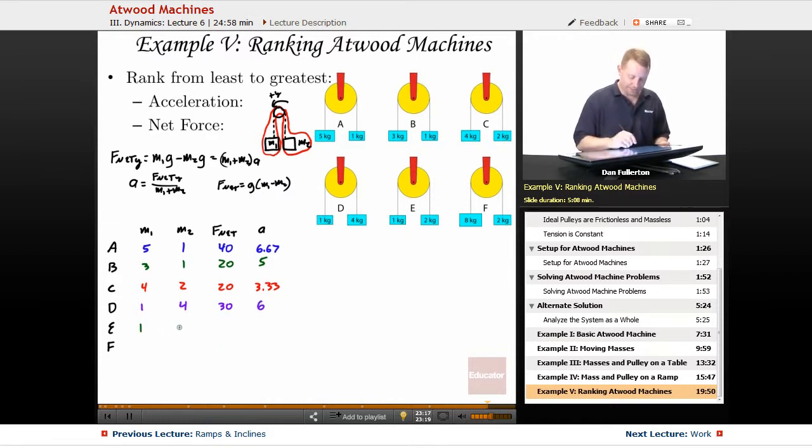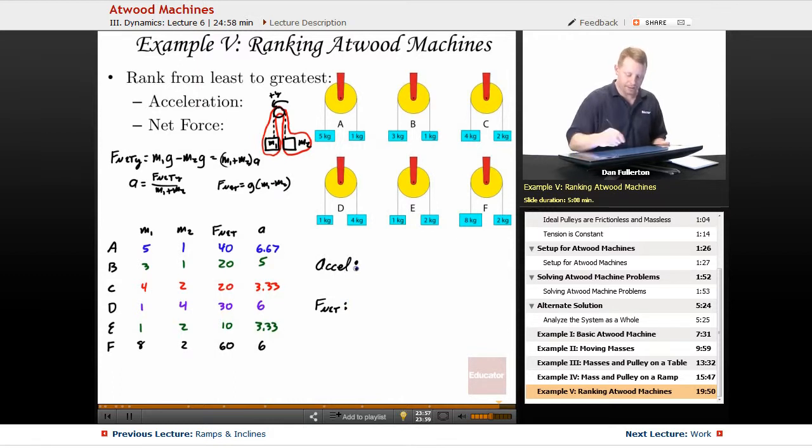For part E, 1 and 2 for our masses. So our net force is just going to be 10, and our acceleration, 10 divided by our total mass of 3, is 3 1/3. And finally, for F, we have 8 as our first mass, 2 as our second mass, so the difference is 6 times 10, which gives us 60 newtons for our force, and our acceleration, 60 divided by 10, is 6 meters per second squared. So now we're asked to rank these from least to greatest for acceleration and for net force.